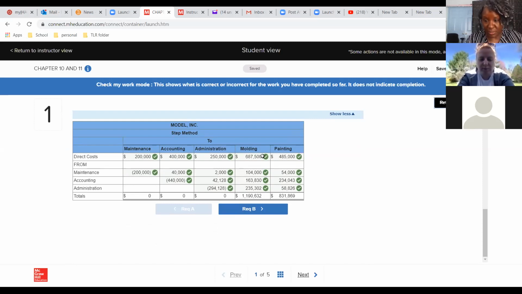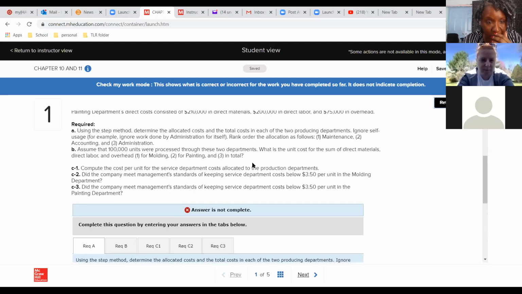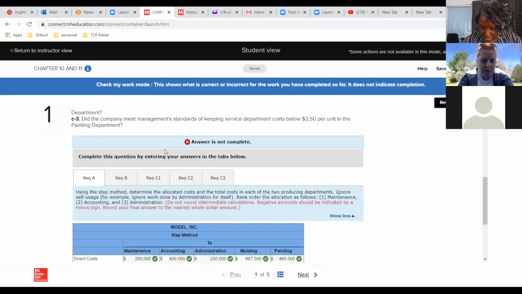That's all it is. So the question then becomes, are we done? And the answer is, for part A, we are done. Let's look and see what part B says and see if we have a little bit more time. What is the unit cost? Let's see. It'll take us forever to do this.